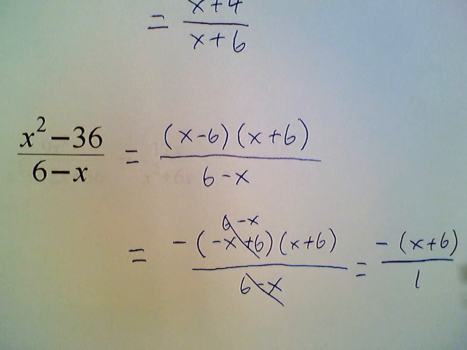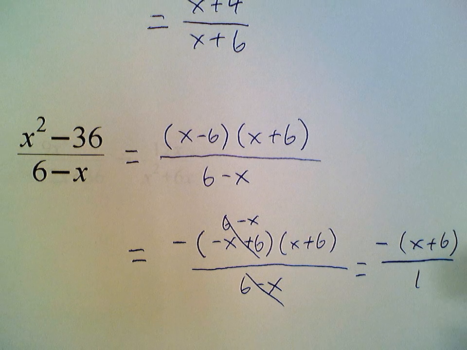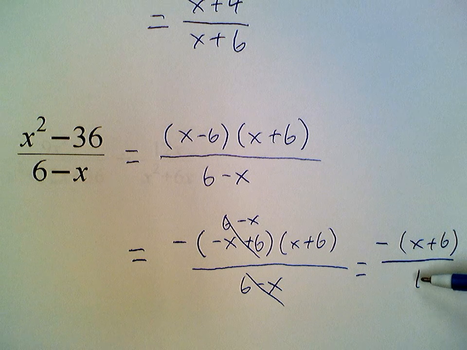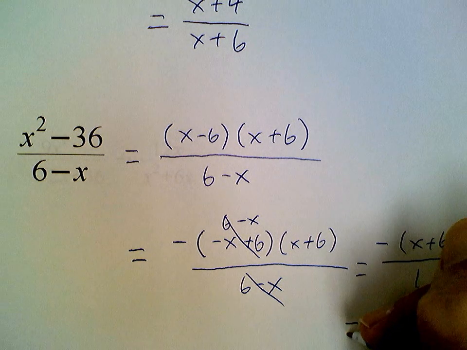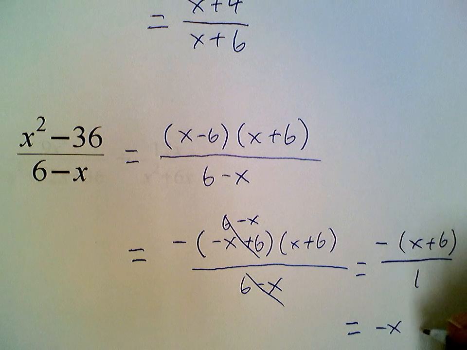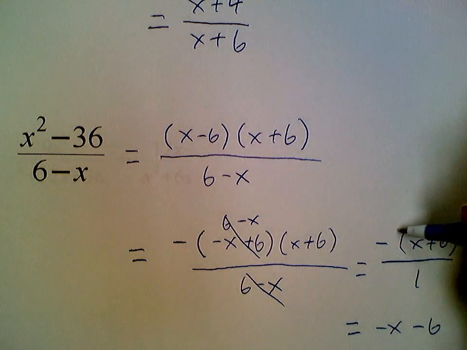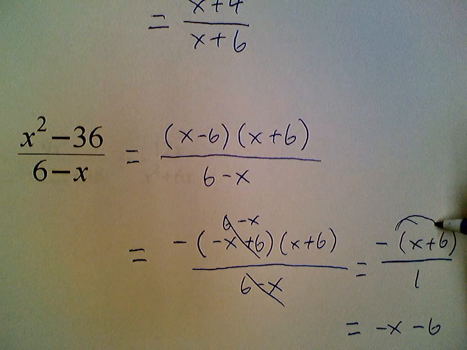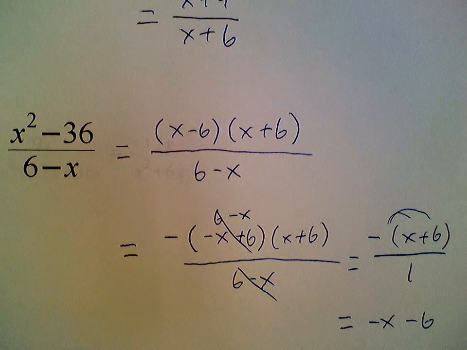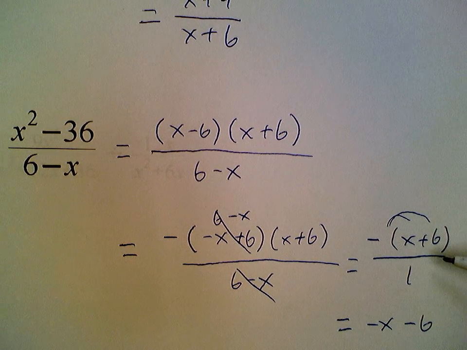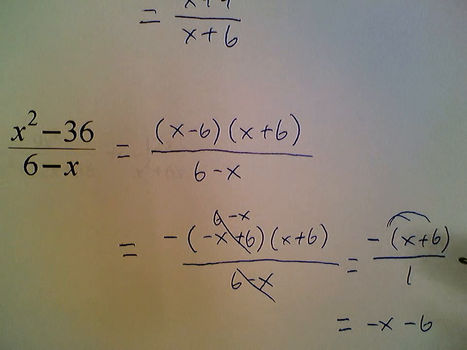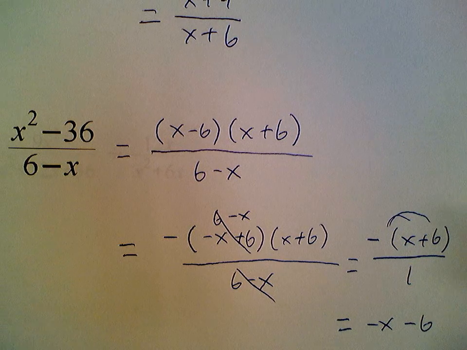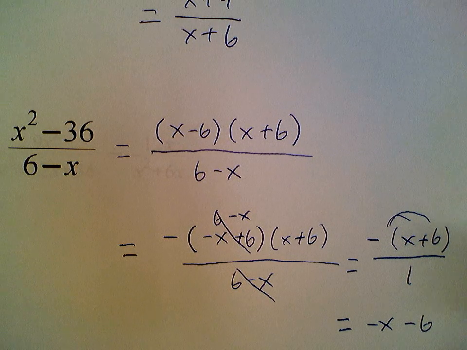And so you could leave your answer like this. If you want it to maybe look a little simpler, you could get rid of the 1, and if you want to, you could go ahead and distribute this negative across, and your final answer could be negative x minus 6, because you're distributing this negative 1 across the parentheses. But if you left it like that, that's still fine too. Okay? So once again, with rational expressions, you're looking to see, after you factor, can I cancel anything out?